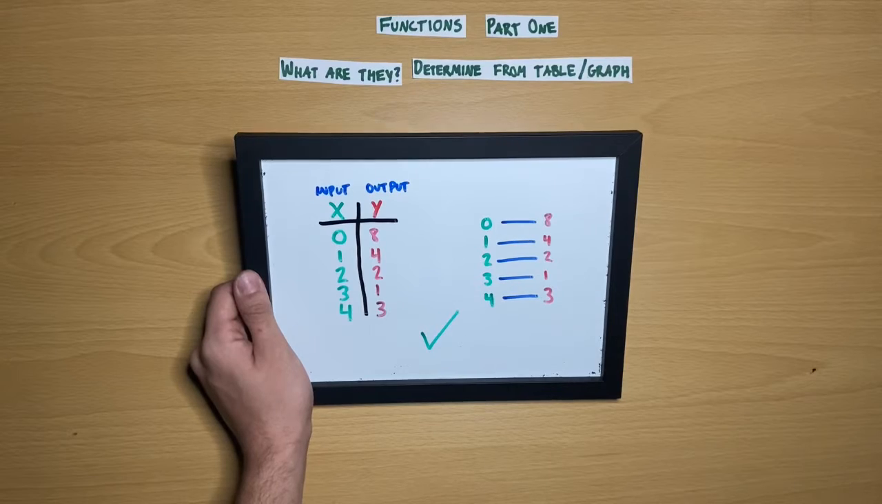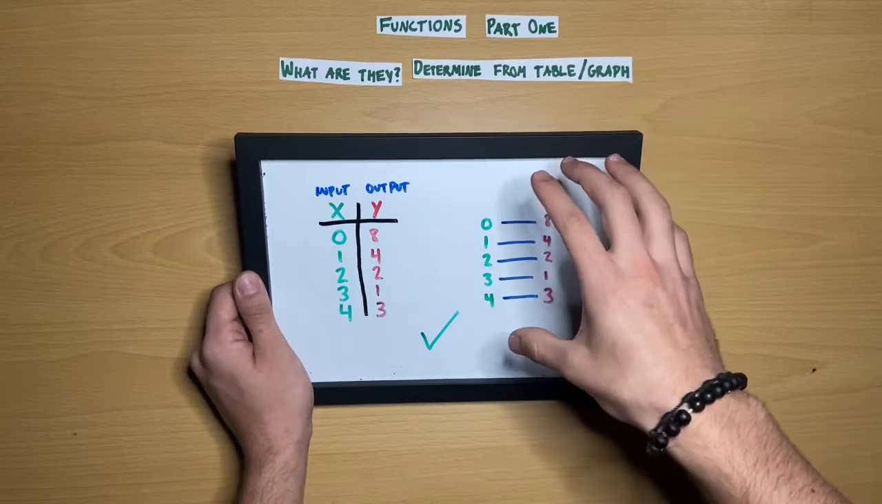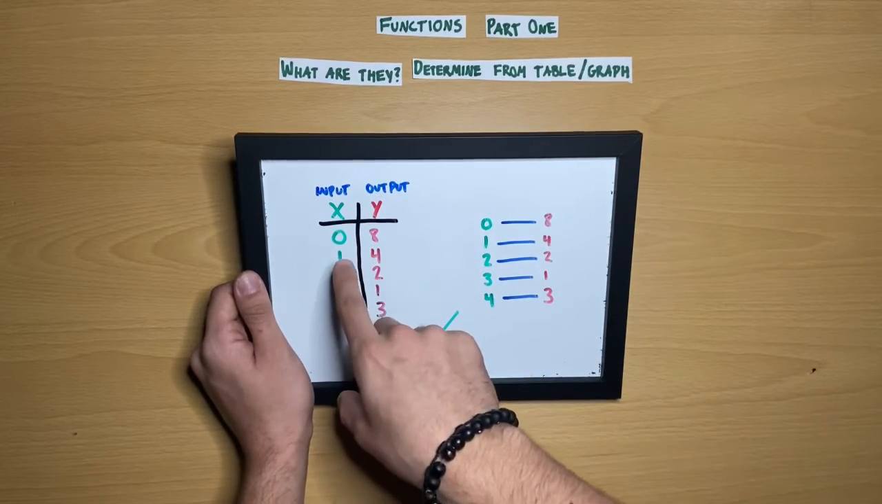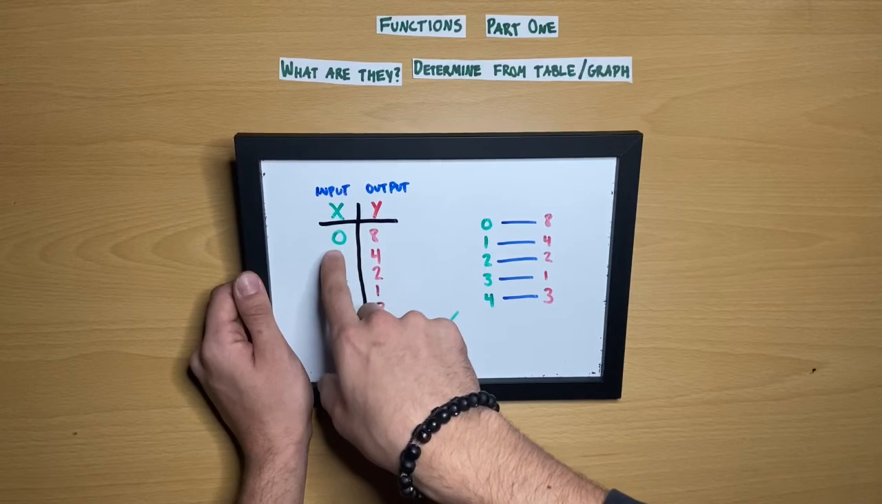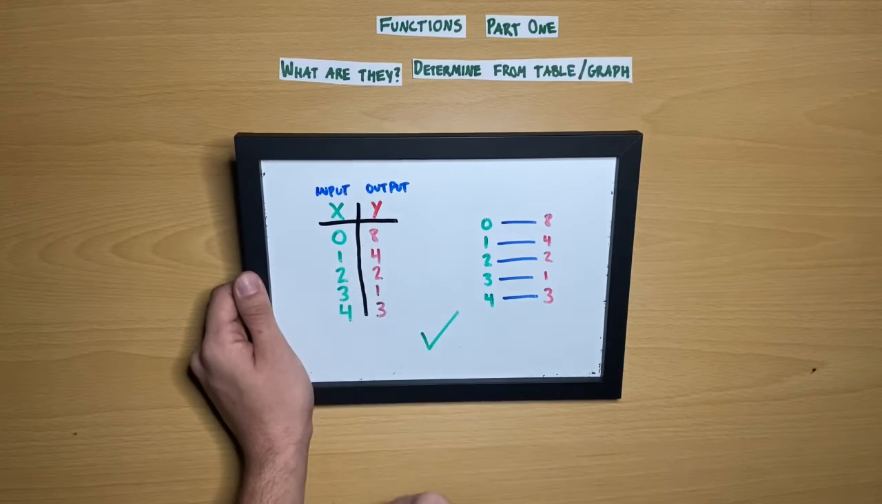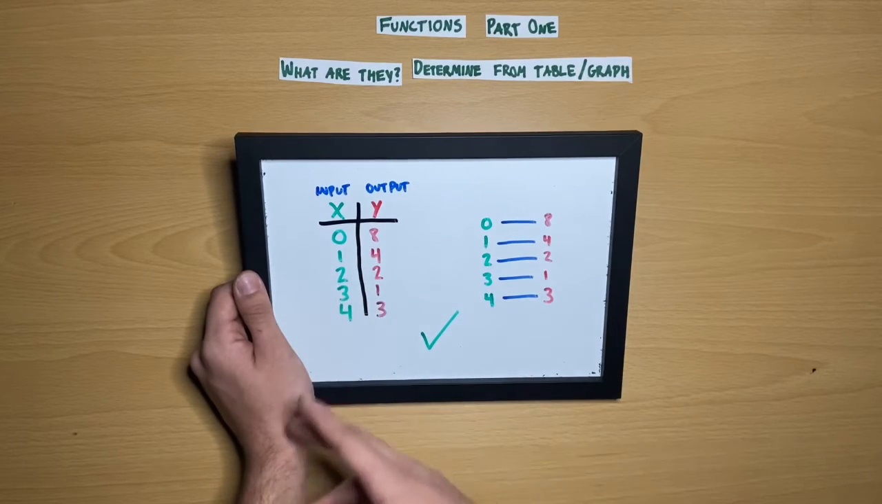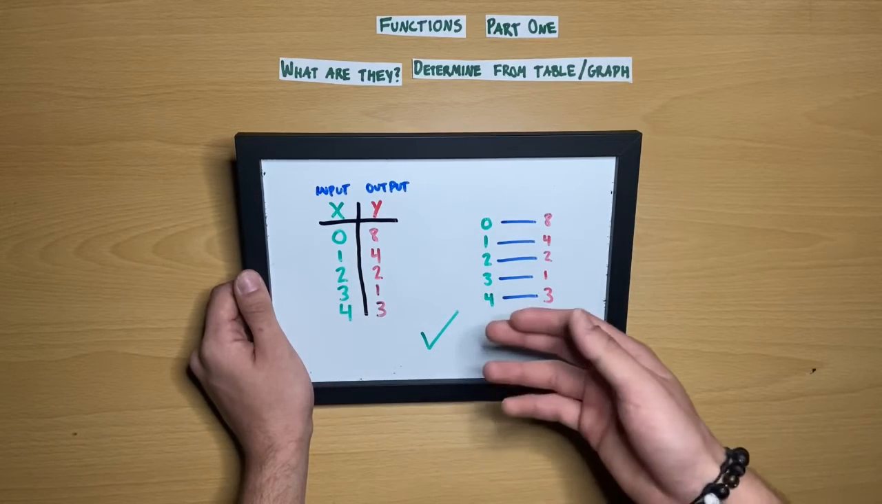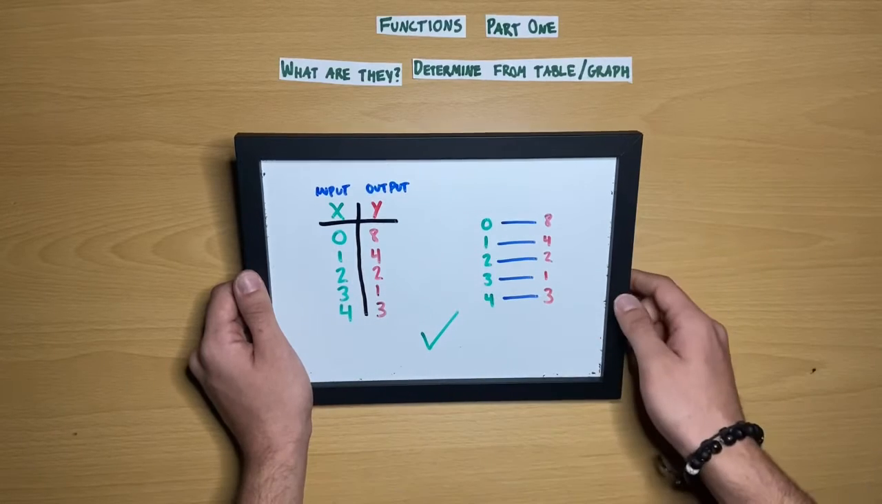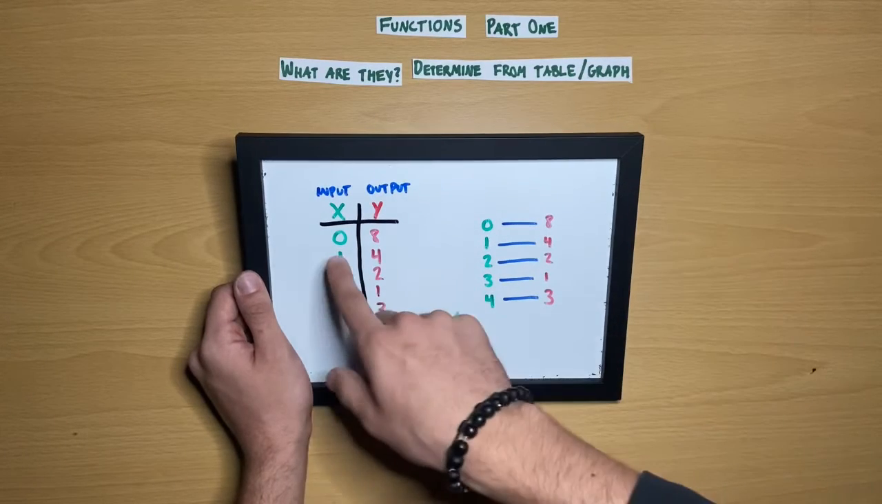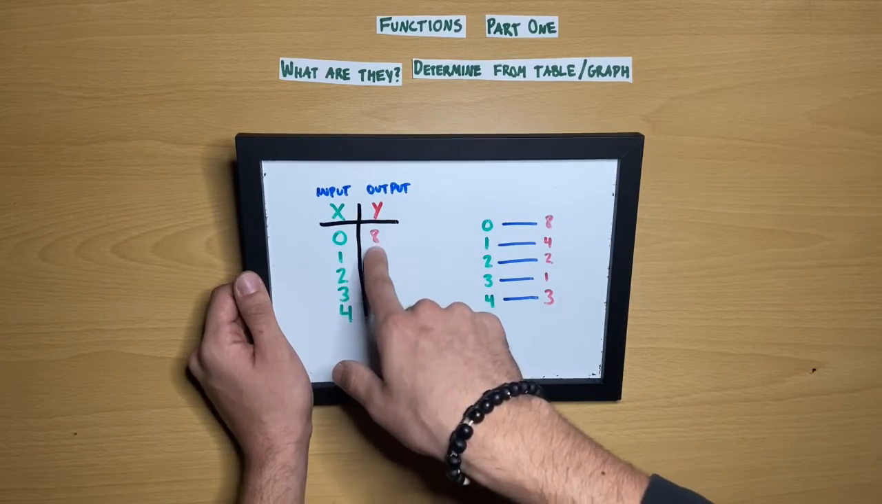Now, all this relationship means is that when we plug 0 into our function, we're going to get out 8. When we plug in 1, we're going to get out 4, and so on and so forth. And this is basically the example from the previous little clip, where if we plugged in our address, we expect to get our house.